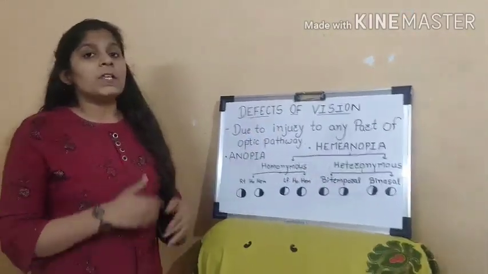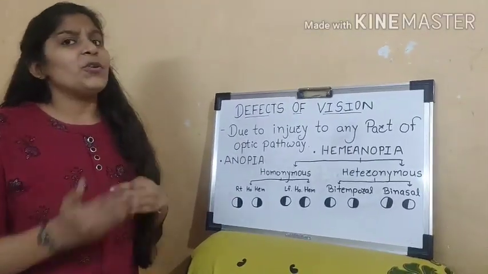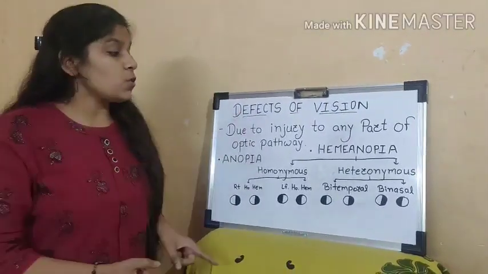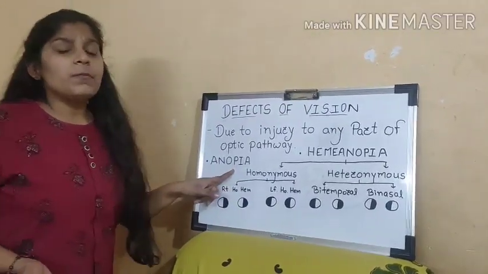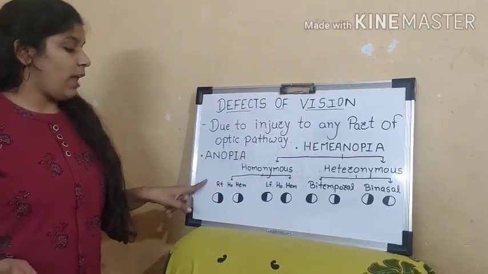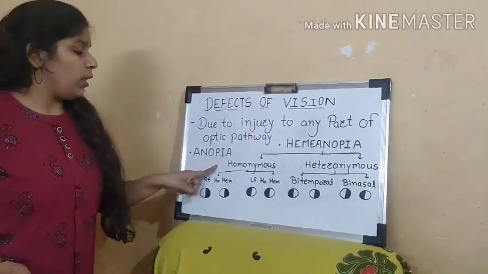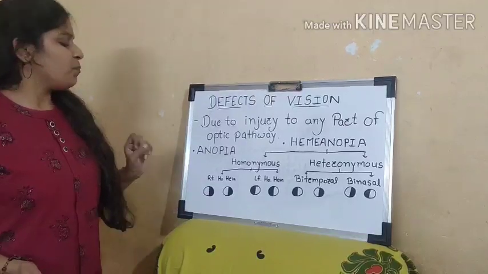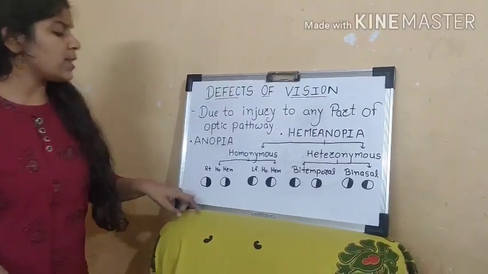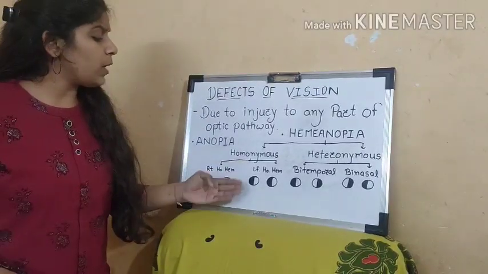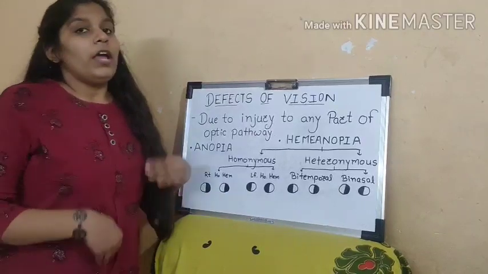Homonymous hemianopia means loss of vision in the same halves of both the visual fields, and heteronymous hemianopia means loss of vision in opposite halves of both the visual fields. Homonymous hemianopia is of two types: right homonymous hemianopia and left homonymous hemianopia. In right homonymous hemianopia, the loss of vision is on the right side of both the visual fields, and in left homonymous hemianopia, loss of vision is in the left half of both the visual fields.